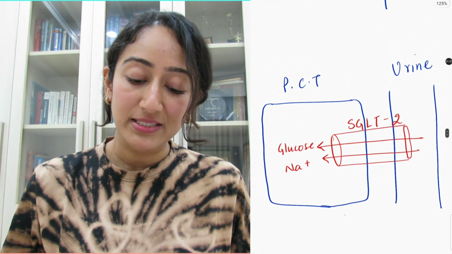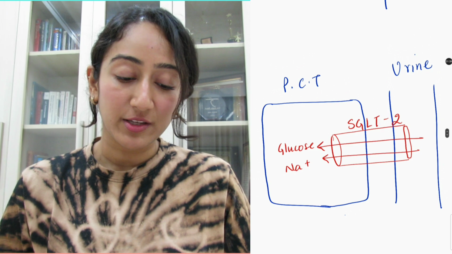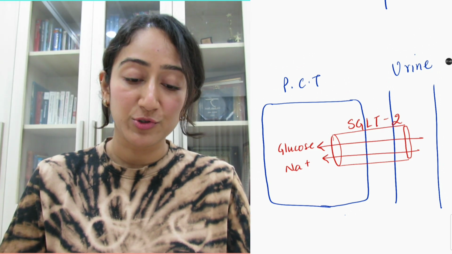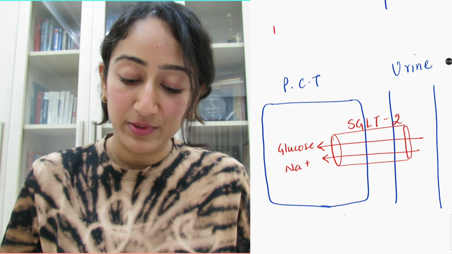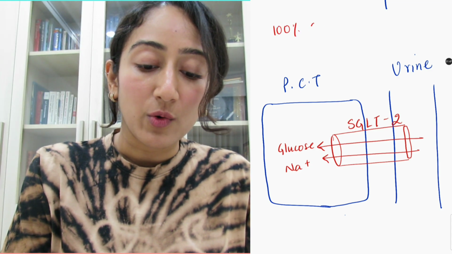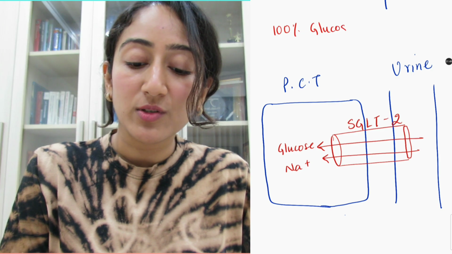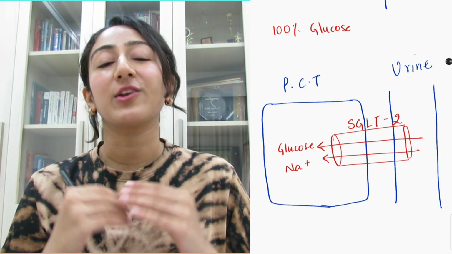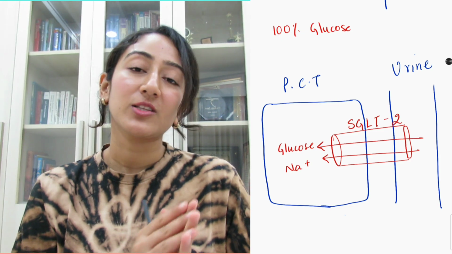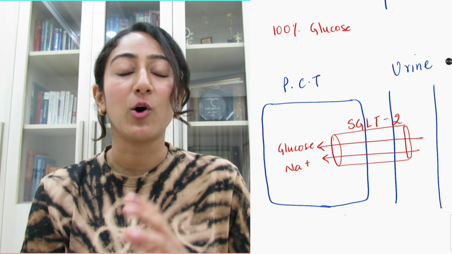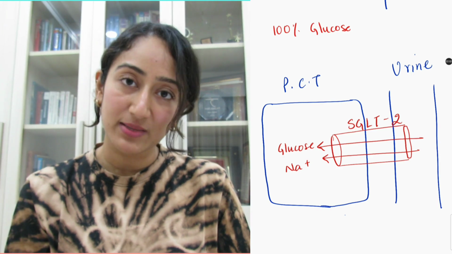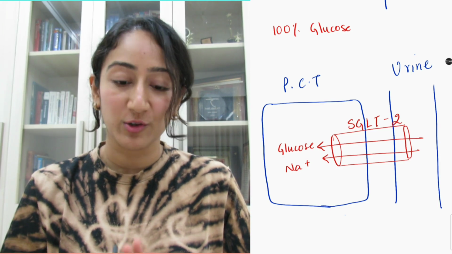So first, the PCT. The most important thing you guys have to remember here is that the PCT is responsible for reabsorption of 100% of glucose. Okay, 100% of the glucose is reabsorbed in the PCT, but if you remember from our first video, there is a transport maximum, right? It will not continue to absorb all of the glucose, but yes, up till a certain plasma level of the blood, it will reabsorb all of the glucose.